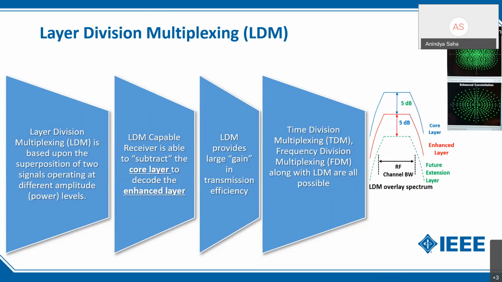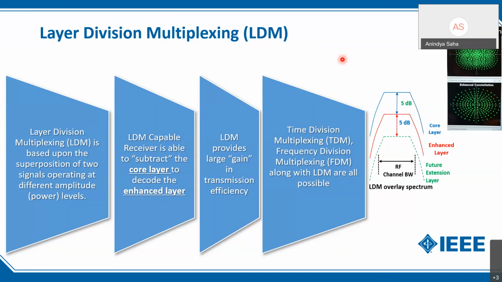Now you can see two terms here: one is called the core layer and one is called the enhanced layer. So what is the core layer and what is the enhanced layer? When a broadcaster is transmitting, he ensures that he utilizes the same bandwidth and superimposes the two signals one on top of another. This is what is called power combining or amplitude superposition.